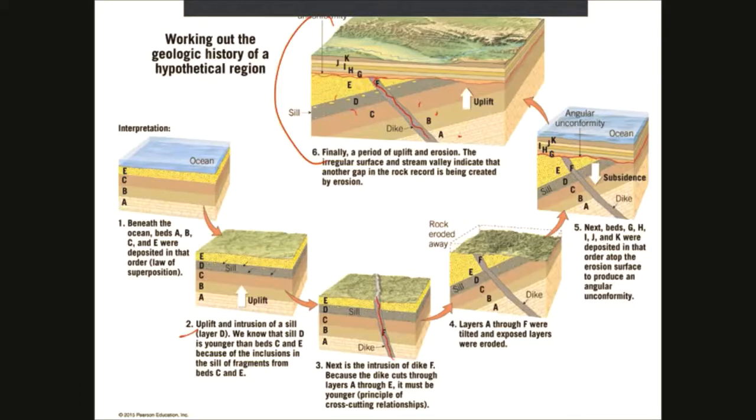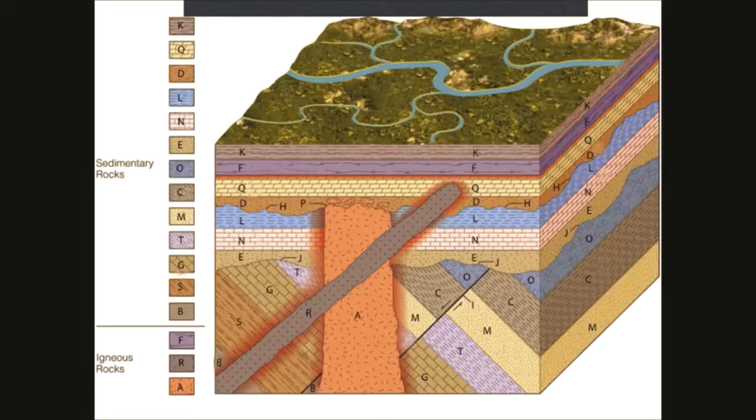So after F, the sedimentary rocks, which were originally horizontal, must have been tilted. So we have the tilting and then the erosion. And then the younger sedimentary rocks were deposited on top of that: G, H, I, J, K.